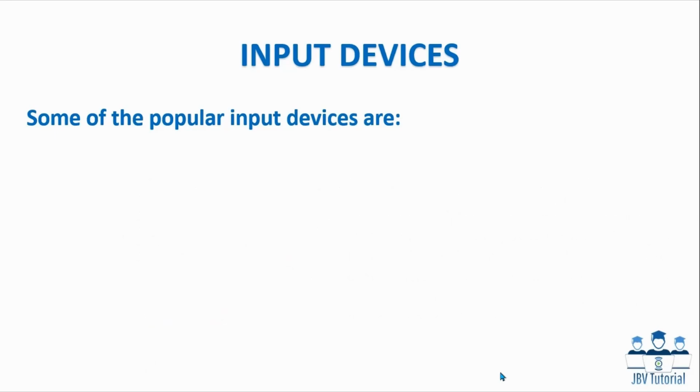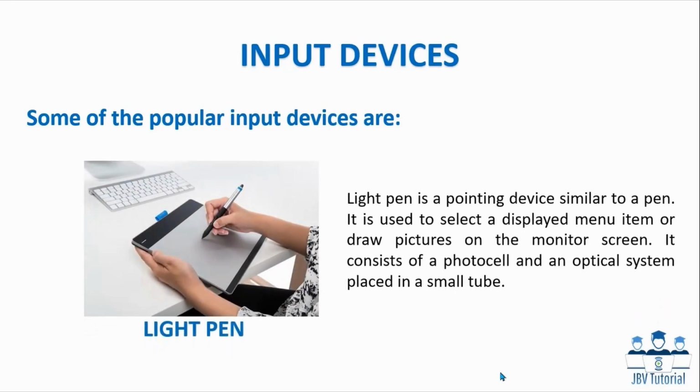4. Light pen. Light pen is a pointing device similar to a pen. It is used to select a displayed menu item or draw pictures on the monitor screen. It consists of a photocell and an optical system placed in a small tube. When the tip of a light pen is moved over the monitor screen and the pen button is pressed, its photocell sensing element detects the screen location and sends the corresponding signal to the CPU.